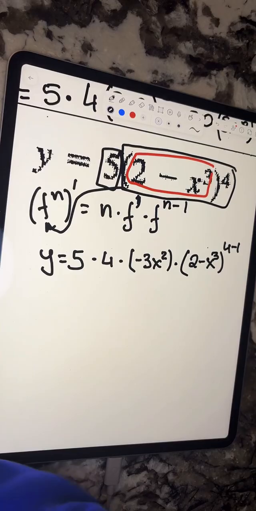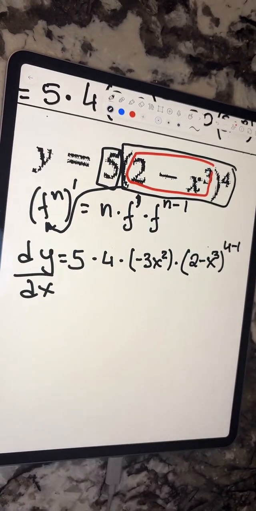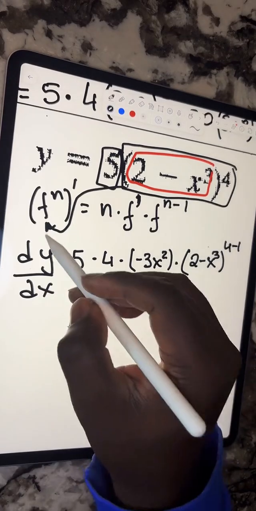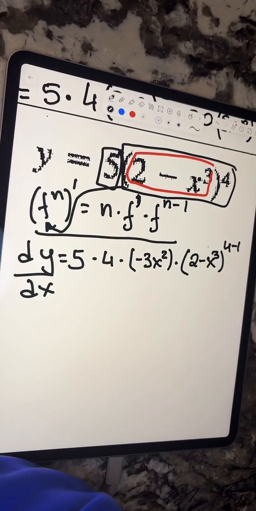Are we all on the same page? Any question? It's going to be dy over dx. If you think that it's kind of hard for you to identify the inside function and the outside function when it comes to the chain rule, just use this formula, because anyway, this formula is based on the chain rule. Are we all on the same page, guys?